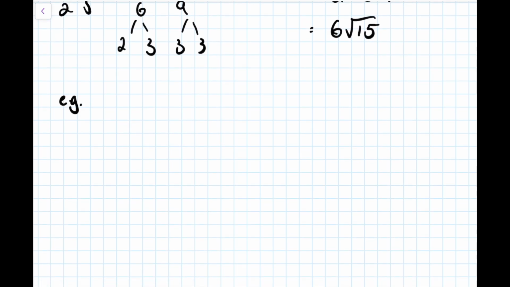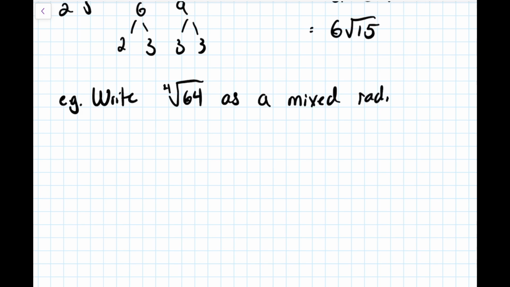All right, so try doing this one yourself. So write the fourth root, keeping in mind what I said, so fourth root of 64 as a mixed radical. So if you're not sure how to handle that index, that 4, just scroll back up, look at what I said about the process, and then see what you come up with for this one. It shouldn't be too bad.